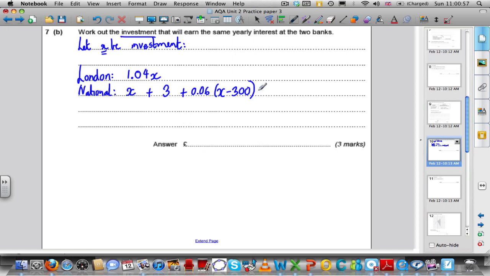Okay, let's tidy this stuff up here. That's X, our original investment, plus the £3, plus 6% on that over 300. So multiplying this out, 0.06X minus, well, 1% of 300 is 3, so 6% must be 18. So you get subtract 18.